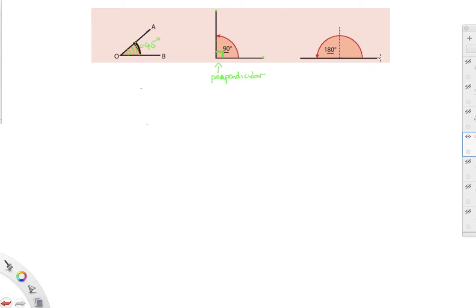Now, if a line is totally flat like this, okay? If a line is totally flat, we say that the angle from here all the way across to here is 180 degrees. Okay, that's really important. So a right angle is 90 degrees, and then from here all the way across is 180. If you think about it, you've probably heard people talking about doing a 180, and that means going from one direction and completely changing direction.